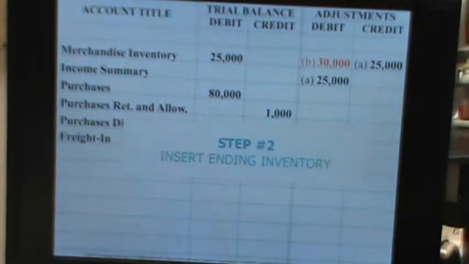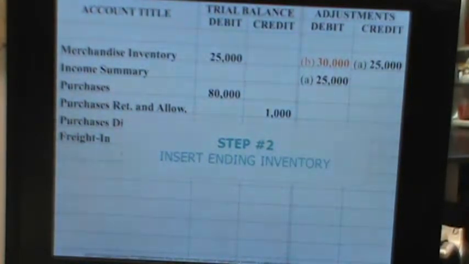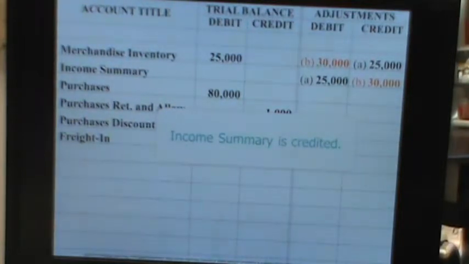The next step is entering the current ending inventory that we counted in our store, $30,000. We adjust that by putting it in the debit column where that $25,000 used to be. Now $30,000 is being adjusted to that spot. And just like the rest of them, with every debit we have to have a credit, and that $30,000 is going to go in income summary. Technically, that's a $5,000 adjustment, but we can't just adjust it $5,000. We have to take it out and put back in a different amount.